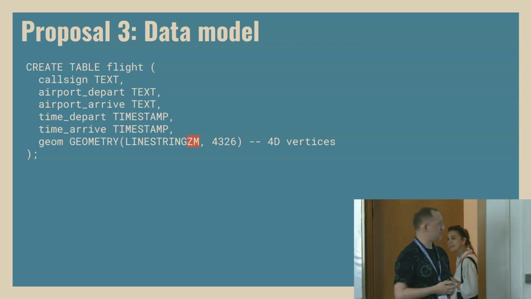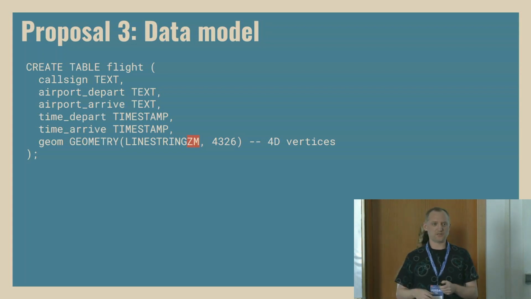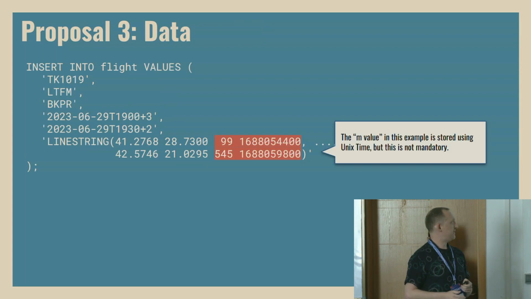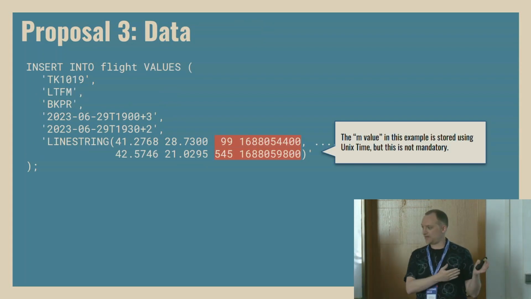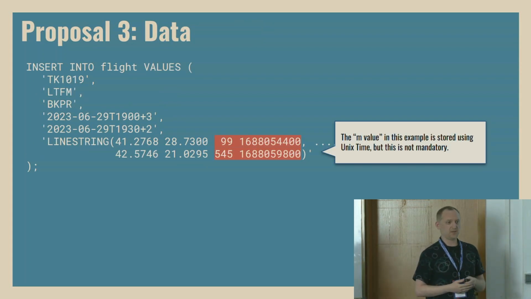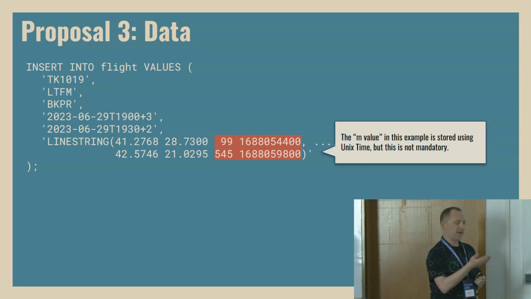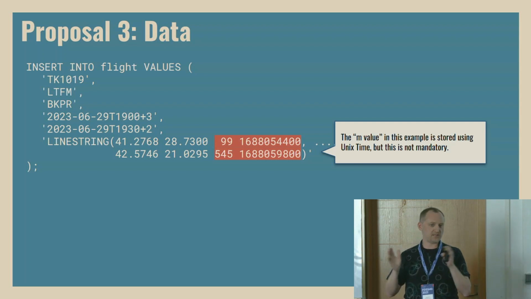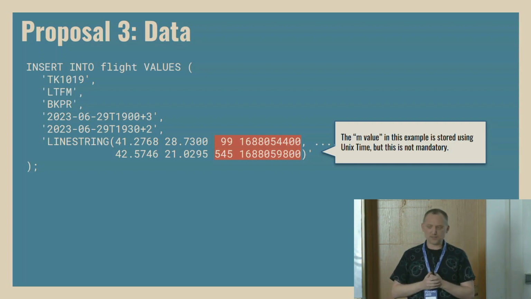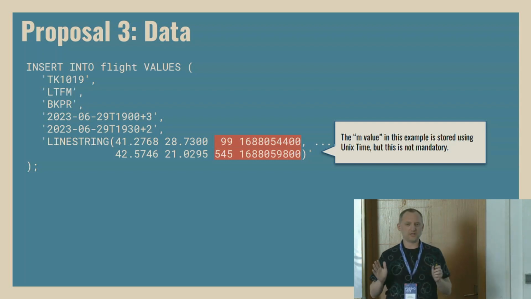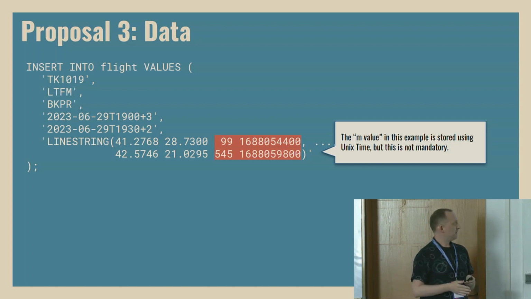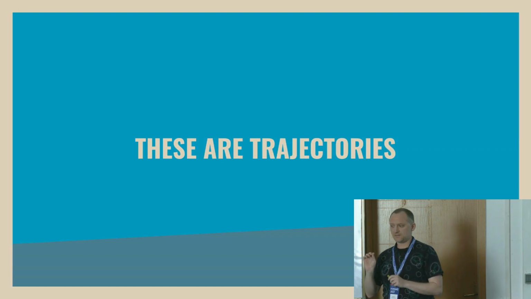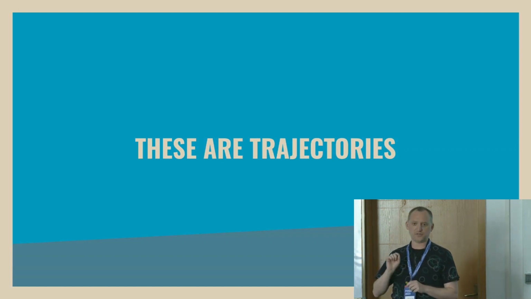We add a measure value to each of the vertices, which captures the time at which the plane passed through that individual point. So once again, if we insert data into this table, we have the altitude, but now we also have that m value. Okay, and here I'm representing it as Unix time, as epoch time. You could use anything as long as it's a number. And this means we now have something called trajectories. But let's nail down that definition of what a trajectory is.